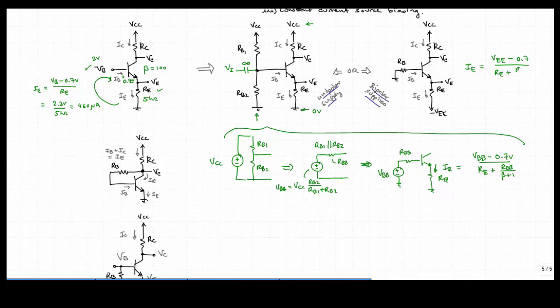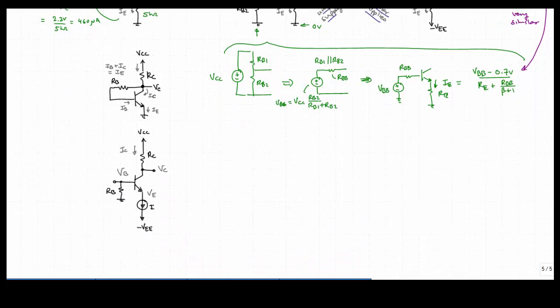plus RB, and now we have to reflect RB to the emitter. And so you see this looks very much like the expression that we had here. It's almost identical. The difference is simply we have RB instead of RBB, and the driving voltage is VEE rather than VBB.